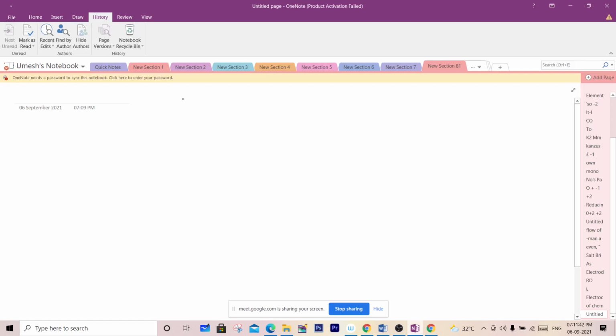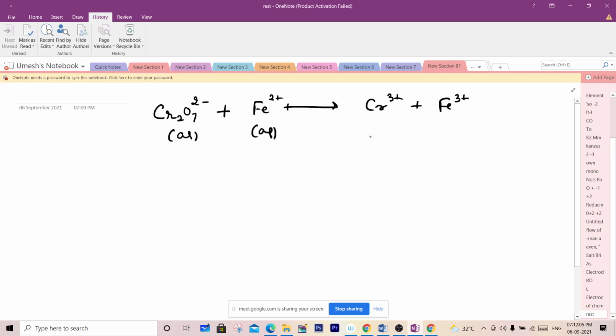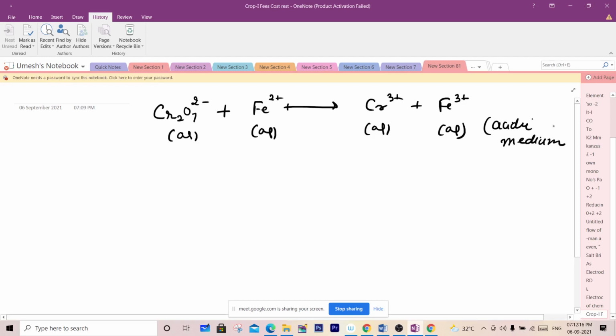Okay. Here I have this equation: potassium dichromate, dichromate ion, plus iron ions, to give chromium ions and Fe3 positive ions. This is the equation that you have to balance in the acidic medium. In the acidic medium, right?